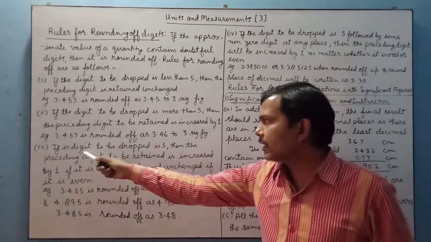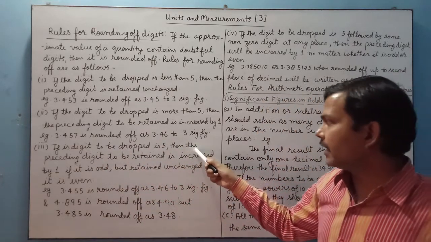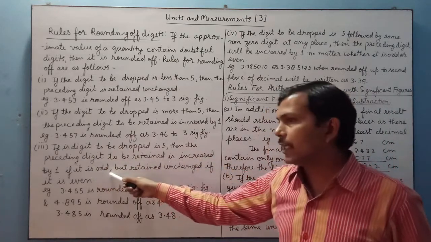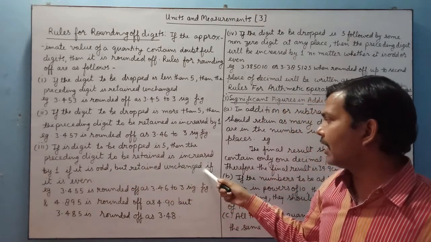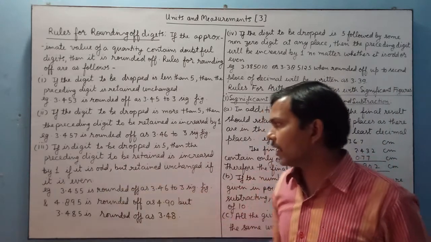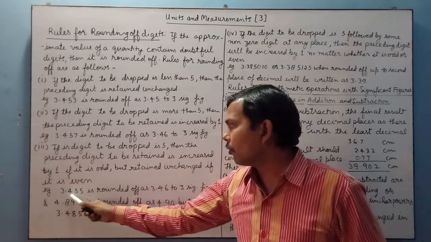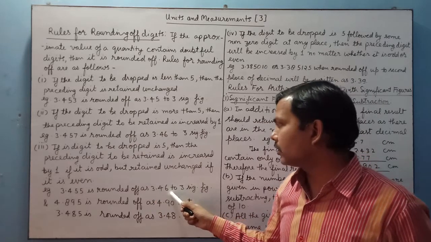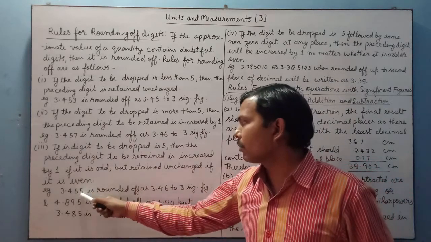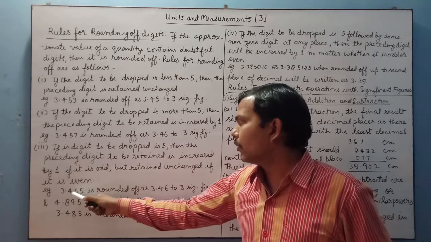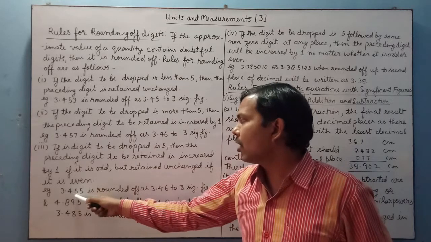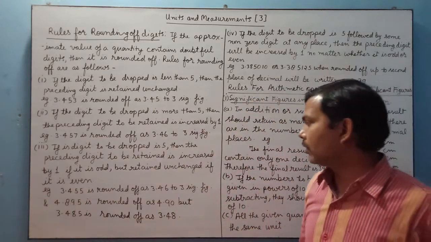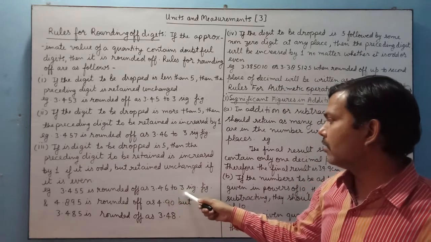Next is, if the digit to be dropped is 5. In that case, the preceding digit to be retained is increased by 1 if it is odd, but retained unchanged if it is even. Example, 3.455 is rounded off as 3.46 because here the digit to be dropped is 5 and before this digit 5 is odd. So this will be retained by adding 1 to the digit and it will become 3.46.